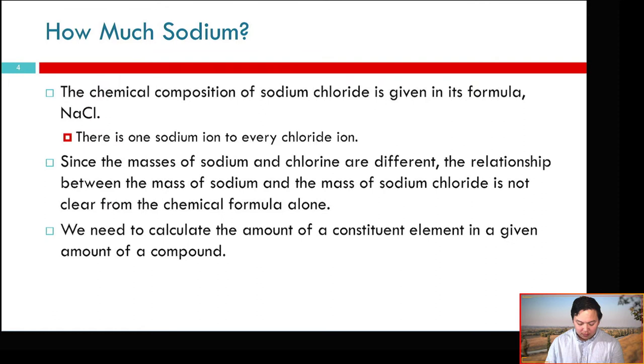So, the chemical composition of sodium chloride is given in its formula, NaCl. There's one sodium, like I showed on the previous slide, to every chloride ion. Since the masses of sodium and chlorine are different, the relationship between the mass of sodium and the mass of sodium chloride is not clear from the chemical formula alone, right? I need to pull up a periodic table here that has the atomic masses, because we're going to be using that a lot today. We have these atomic masses for each of these elements, and we can use those to calculate the mass percent.